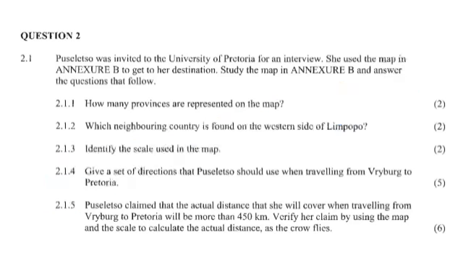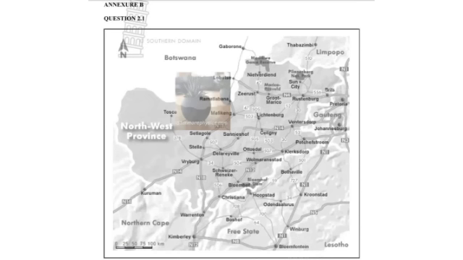In question 2, it says Priscilla was invited to the University of Pretoria for an interview. She used the map in Annexure B to get to her destination. Study the map in Annexure B and answer the questions that follow. In 2.1.1, it says how many provinces are presented in the map. Let's also look for 2.1.2, which says which neighboring country is found on the western side of Limpopo. So let's look at our map and be able to answer those questions.